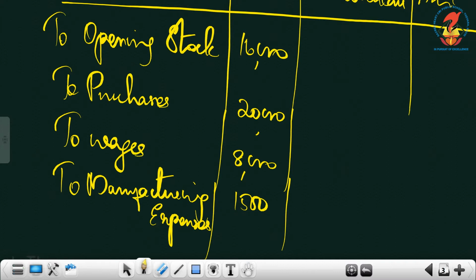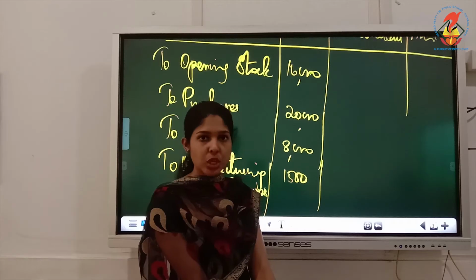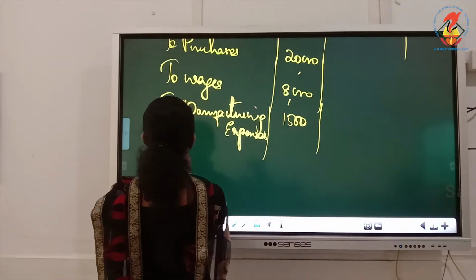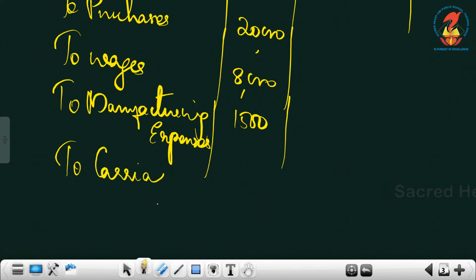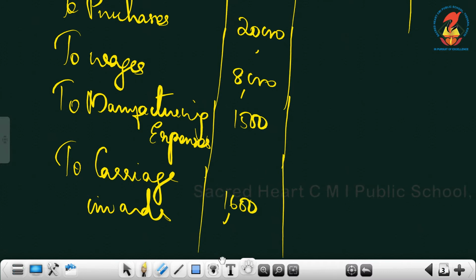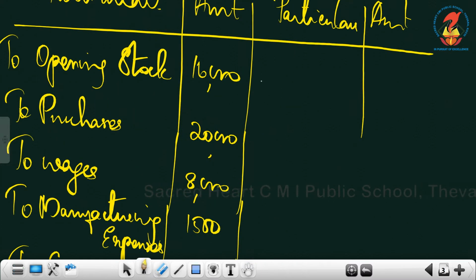Bills payable, bad debts, carriage inwards. Yes, carriage inwards is again a direct expense that we have to write here. So to carriage inwards, it is 1,600. So now we finished the debit side.